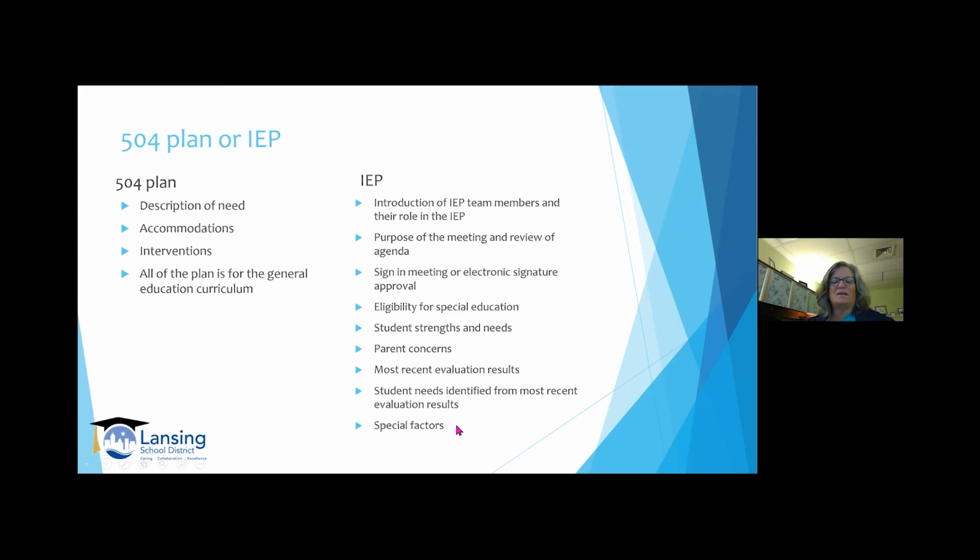And then special factors. There are some special factors that must be considered. Positive behavior supports and interventions are one. Whether the student is an English language learner is another. There are, I believe, about 6 of them that we must consider. And so as part of that IEP team process, we would need to go through those.